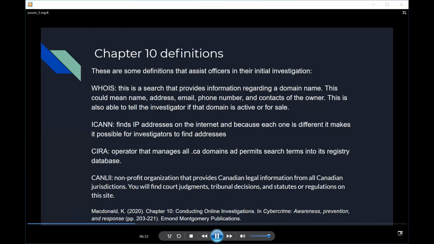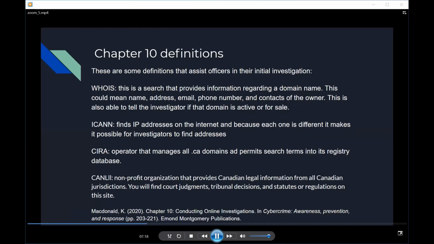And we have ICANN, which means Internet Corporation for Assigned Names and Numbers. It defines IP addresses on the internet, and because each one is different, it makes it possible for investigators to find addresses. Then we have CIRA, which is the Canadian Internet Registration Authority. They are the operator that manages all the .ca domains and permits search items into the registry database.